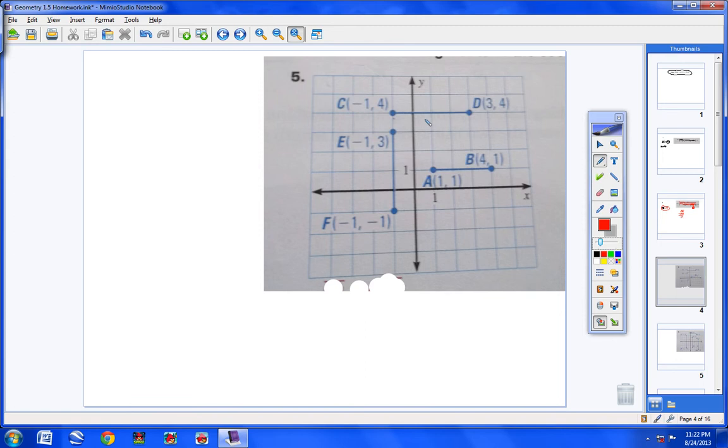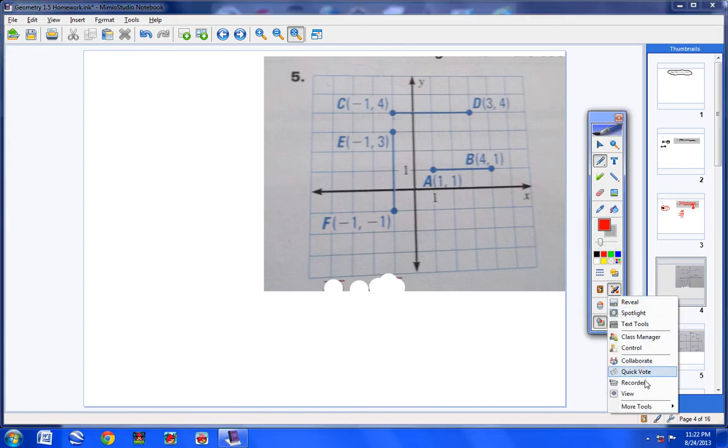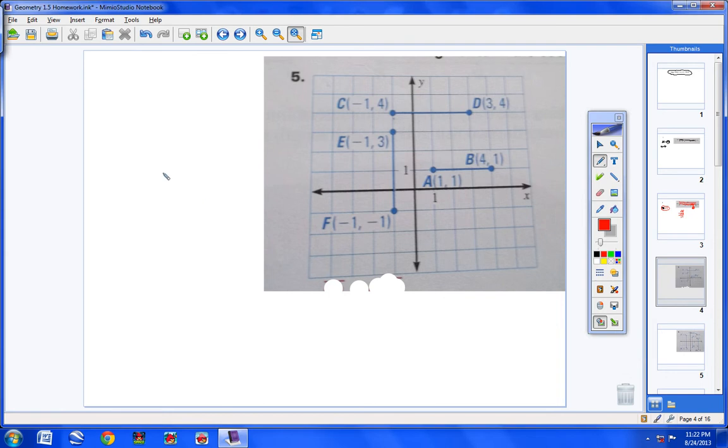All right, the directions for 5 and 6 state to determine which segments are congruent. So what we're going to do in problems 5 and 6 is find the length of each segment. The length of CD would be, I'm counting spaces again, don't forget, students: 1, 2, 3, 4. So the length of CD is 4. Now let's find the length of AB. 1, 2, 3. So AB is 3.